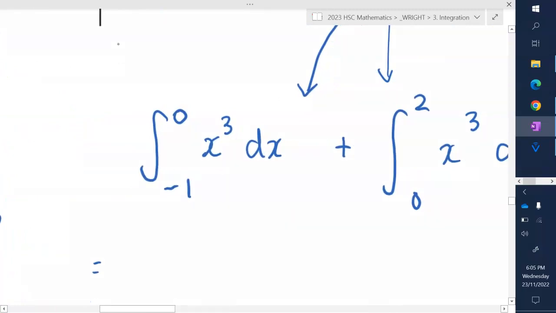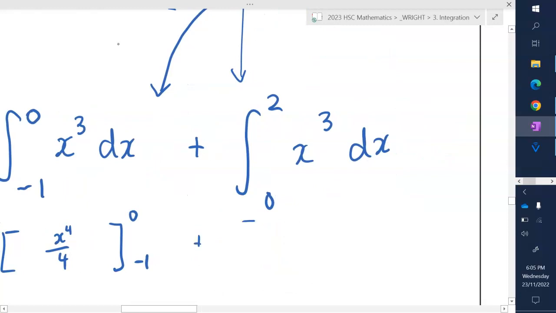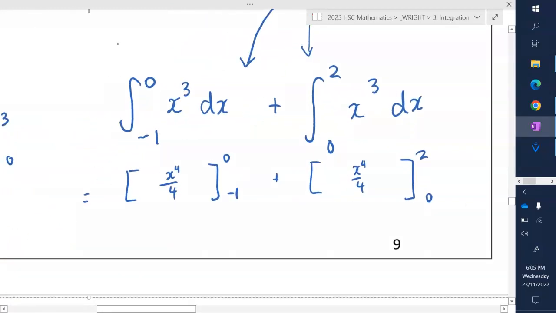Okay, remember your square brackets. Remember, we don't need a plus c because we've got values in there. When I integrate my x cubed, I get x to the 4 on 4. And when I integrate, pop in the square brackets again, my x cubed over here, I'm going to get x to the power of 4 on 4. So we need to put our values in.